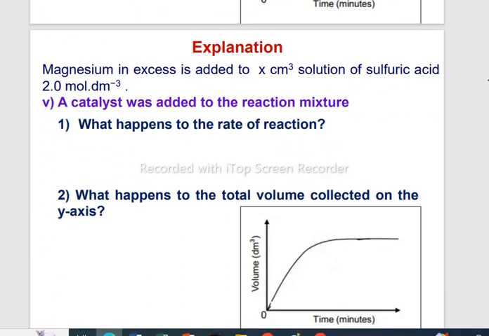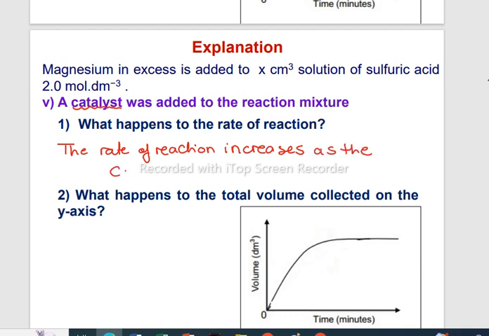Now, if a catalyst was added to the reaction mixture, what happens to the rate of reaction? Of course, when a catalyst is added, the rate will increase. So the rate of reaction increases as the catalyst is added.